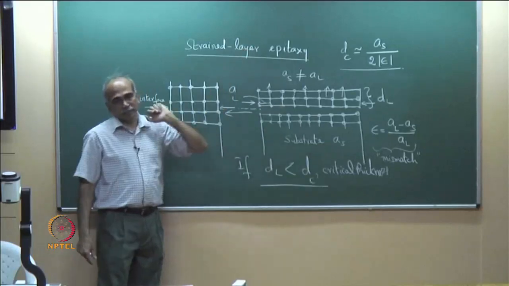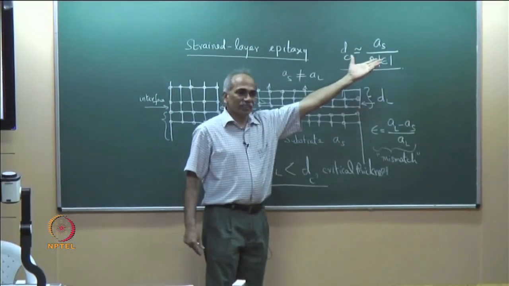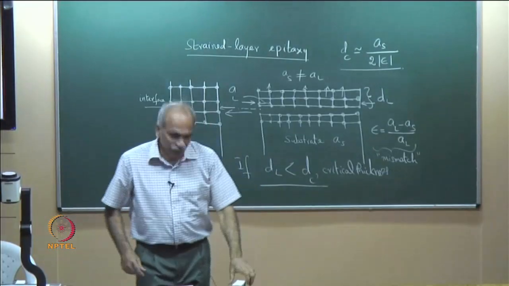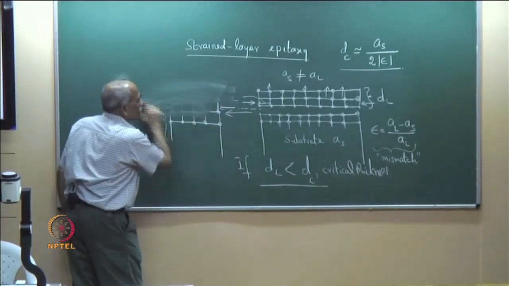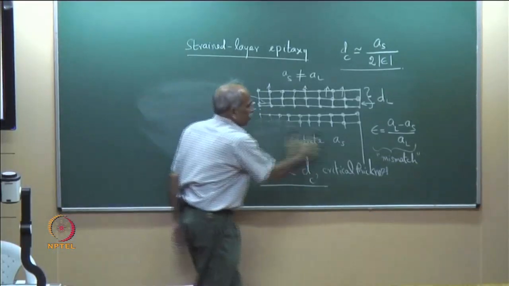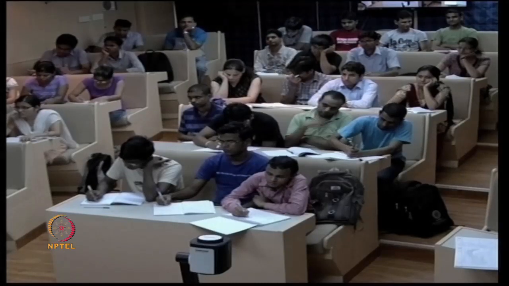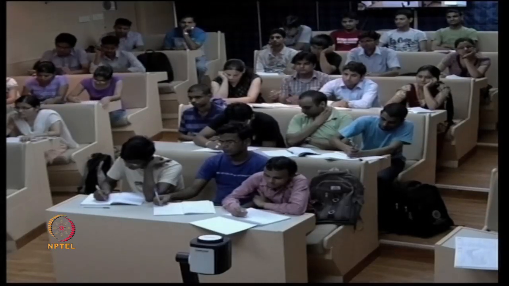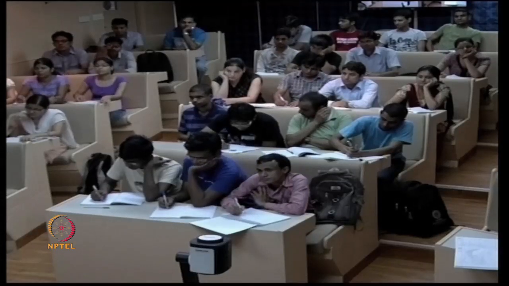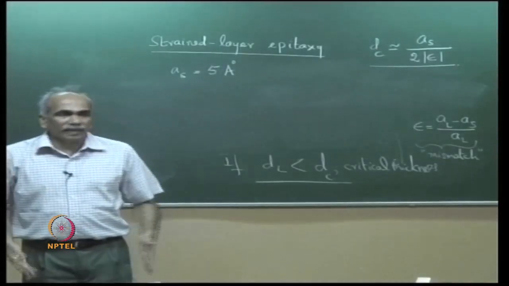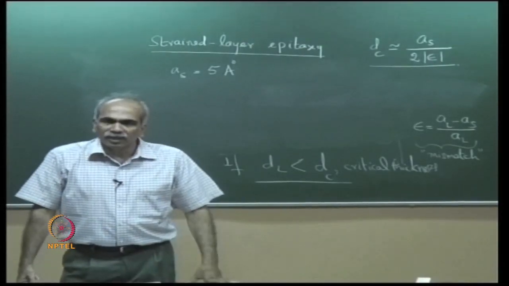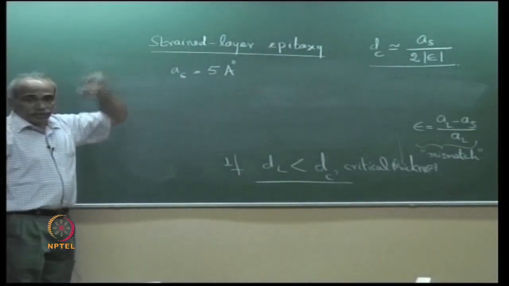strained layer epitaxy. Let us put some numbers into this and see what kind of thicknesses are acceptable, which will make it more clear. And then we will also quantify this parameter, which is the mismatch parameter. Let us say the substrate lattice constant AS is equal to 5 angstrom. As you know, typically most of the semiconductors have substrate lattice constant anywhere from 5.5 to 6 angstroms. So, let me take AS equal to 5 angstrom.